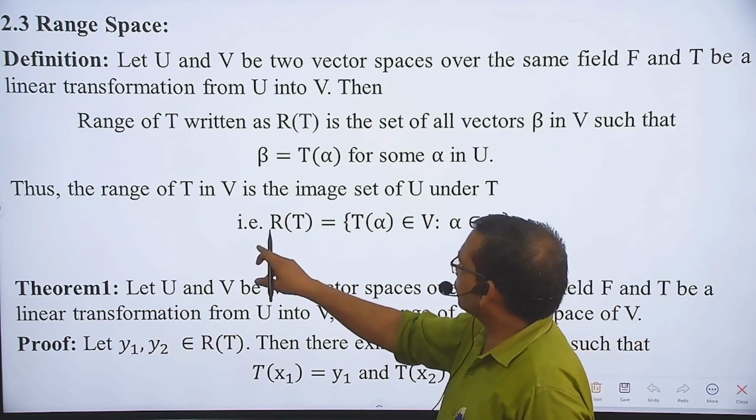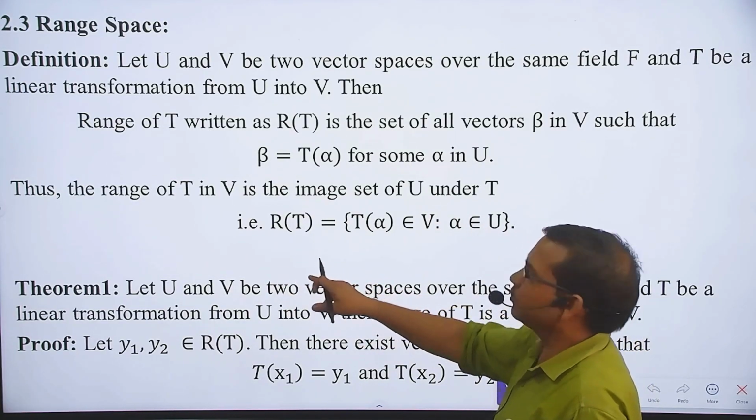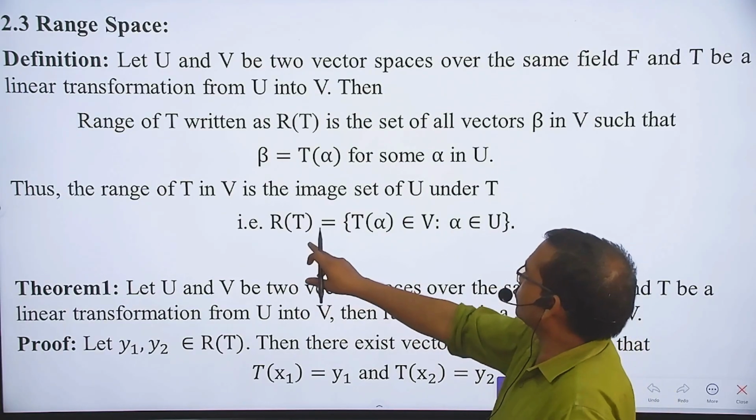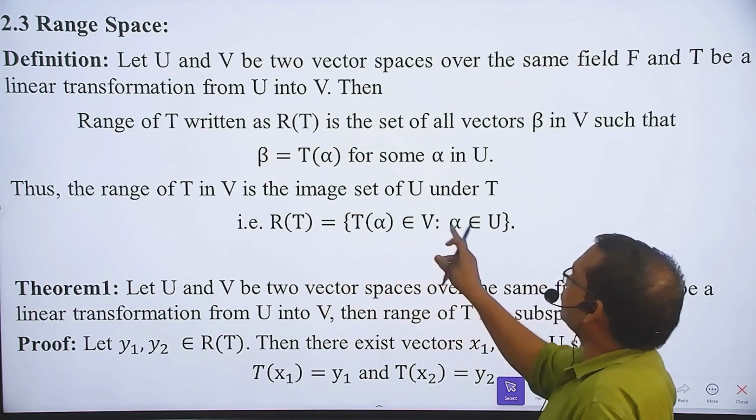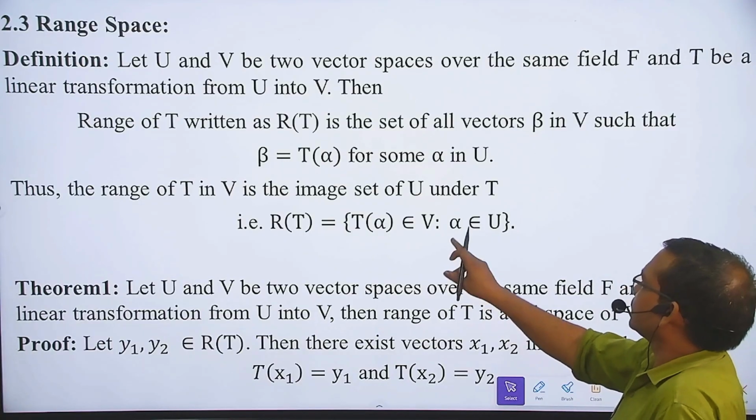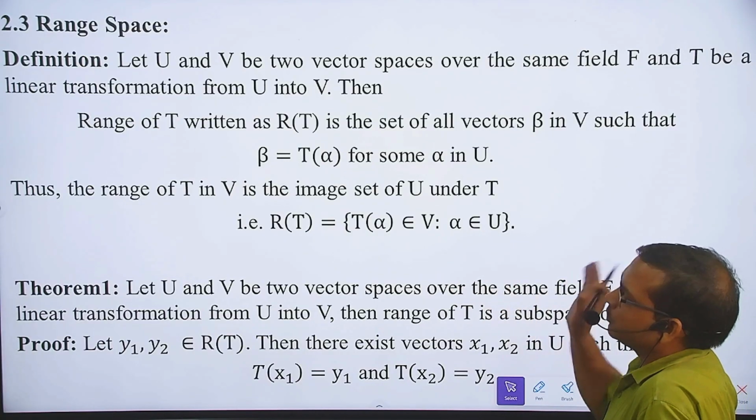That is, it can also be written in mathematical form as R(T) is equal to {T(α) in the codomain such that α belongs to U}.